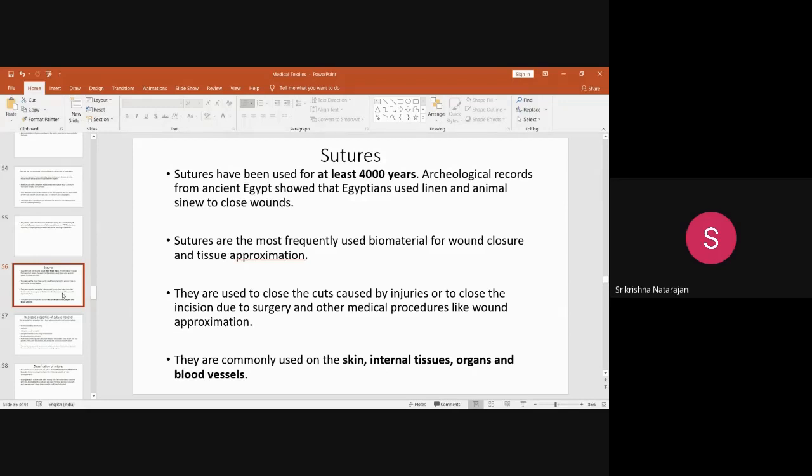And if you see, these sutures are the most frequently used biomaterial for wound closure and tissue approximation. They are used to close the cuts if there is any cut in the human body. For example, if any injury happens, or if any surgery is done by cutting a particular part of the skin, those are closed with the help of sutures. So they are used in the skin, internal tissues, organs, and also blood vessels.